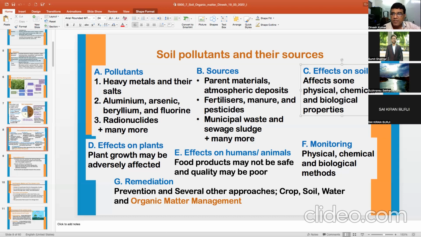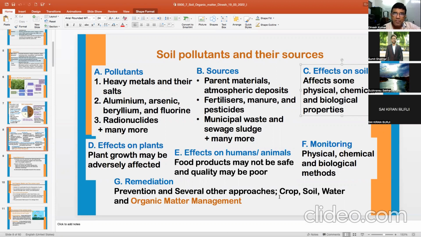And once the monitoring is done, once we know the status of pollutants and their extent, then we need to remove them. We need to ameliorate the soil. We need to overcome these pollutants from the soil. That is called remediation. So now we need to remediate these polluted soils. Prevention and several other approaches are there.